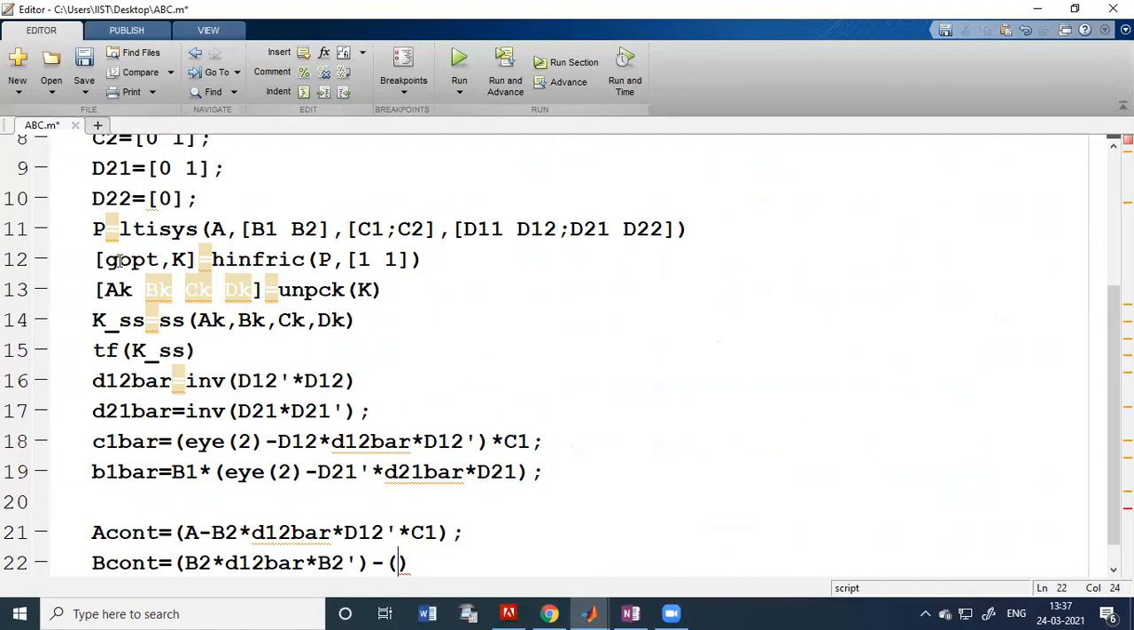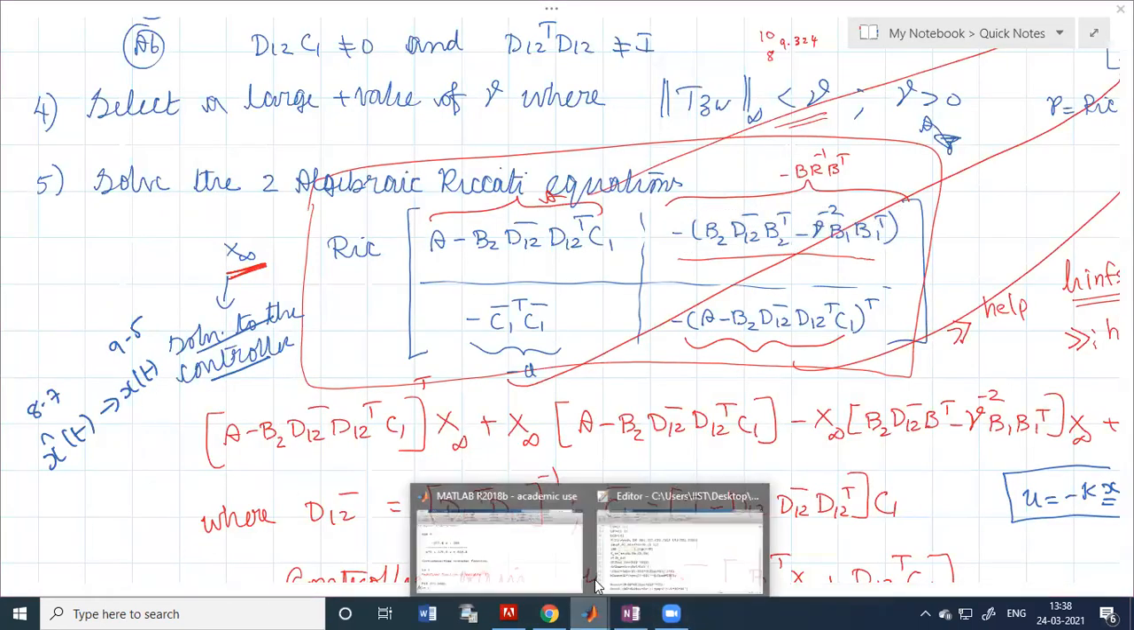Instead of gamma, the notation we use is G opt. G opt is our gamma. So G opt, gamma raised to minus 2, into what? B1. B1 into B1 transpose. Correct? Yes, sir. B1 transpose. Okay, correct.